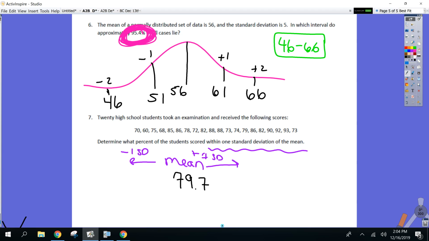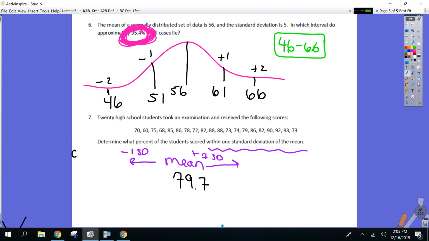Because you already told us within one standard deviation. See, you're doing the 68.2%, right? But that's for normally distributed scores. Nowhere up here did it say it was normally distributed. So I can't assume it's 68%. Might be another percent. Good? Okay, ready? All right, stop.